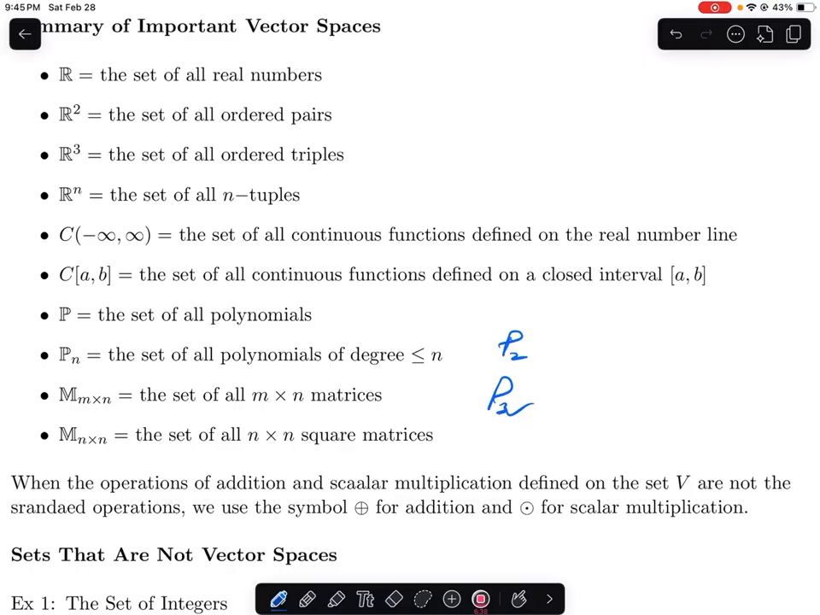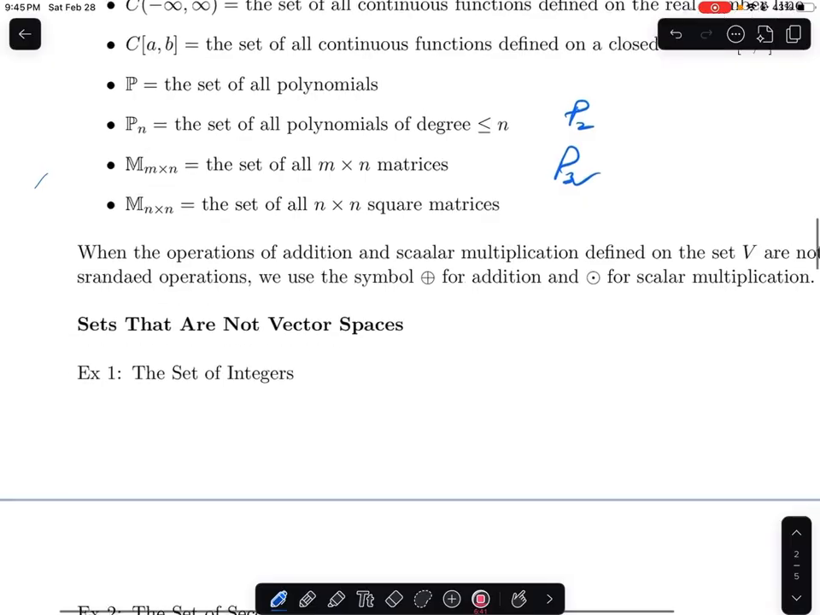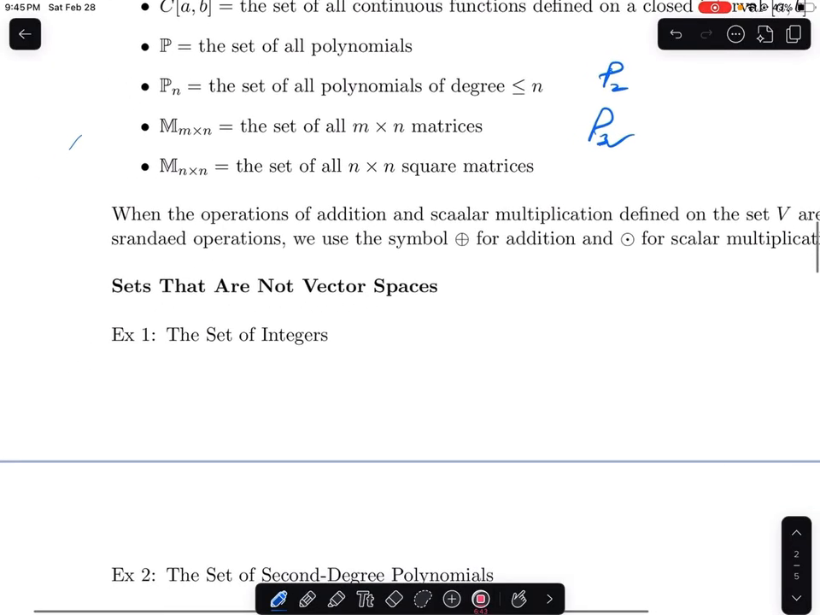Now let us look at some examples of sets that we have seen, or you can imagine, which are not vector spaces. The first example is the set of integers: negative 3, negative 2, negative 1, 0, 1, 2, 3, and so on, coming from negative infinity. This set is not a vector space.